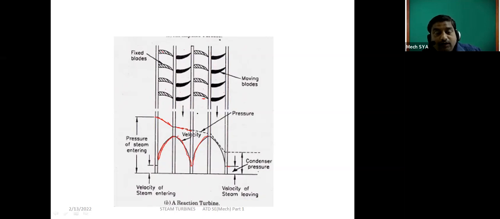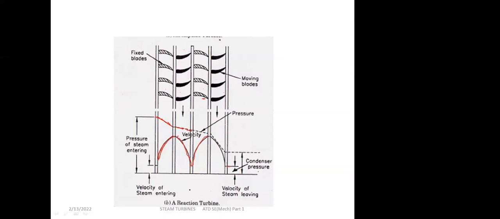In the fixed blade, pressure is decreasing but velocity increases because it is acting as a nozzle. So the fixed blades of a pure reaction turbine act as nozzles. In the moving blades, pressure decreases in the case of a reaction turbine, but velocity also decreases, because whatever momentum the steam has is absorbed by the blades. So this is the reaction turbine.